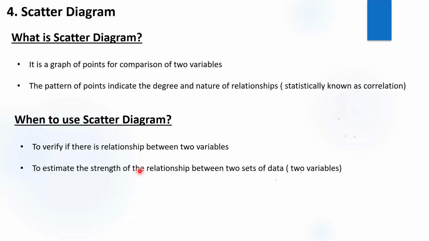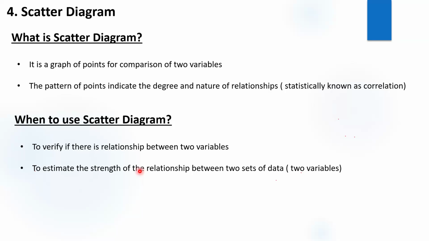Scatter diagram is used to establish the relationship between two variables. So suppose one variable x is increasing and y is also increasing, then it is called a positive relationship. As I gave the example, if the temperature of the city is increasing, the sale of ice cream is also increasing, then it is called a positive relationship.